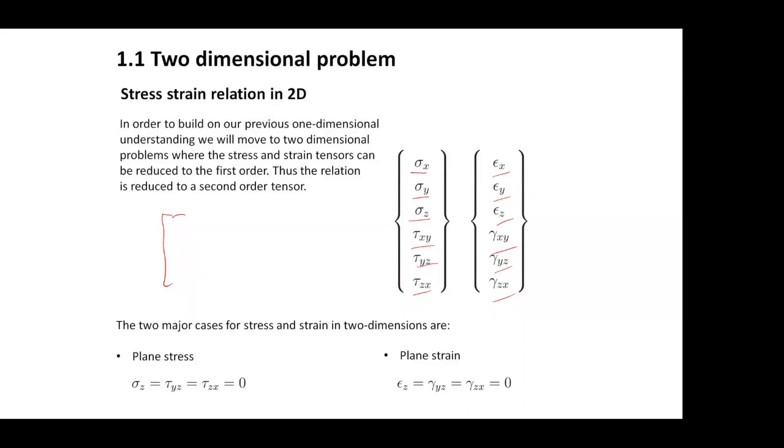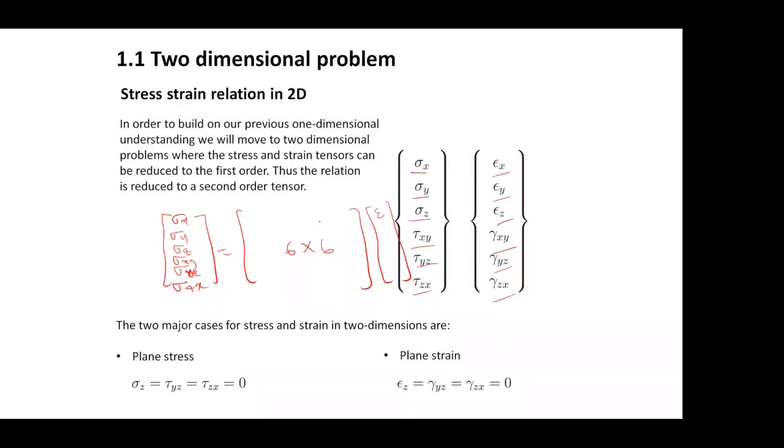So this is sigma_x, sigma_y, sigma_z, sigma_xy, sigma_yz, and sigma_zx. And this is equal to the strain on this end. I'm just going to write it here, not the full components. And here you have a 6x6 matrix that would connect the strain and the stress in 3 dimensions.